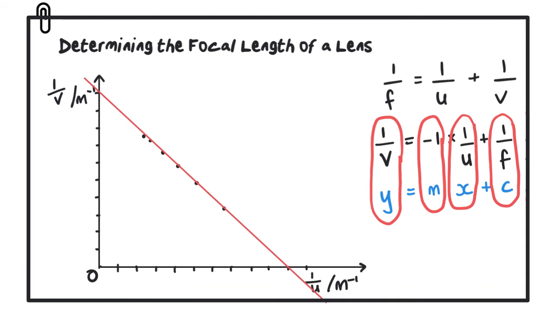The line of best fit should go through as many of the points as possible. You want to make sure that you have an even distribution of points on either side.